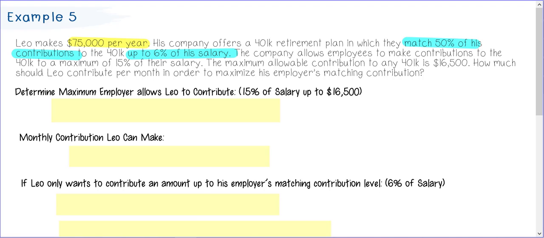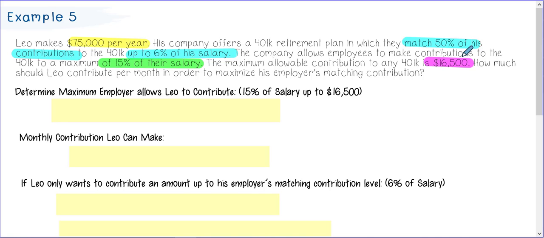So the company allows employees to make contributions to the 401k to a maximum of 15% of the salary. So what this is basically telling us is they will match and pay up to 6%, but the employee can contribute more than that 6%. They can contribute 15% of their salary. So there is a max amount of what you are allowed to contribute to any 401k, and that max amount is $16,500 a year. So how much should Leo contribute per month in order to maximize his employer's matching contribution?